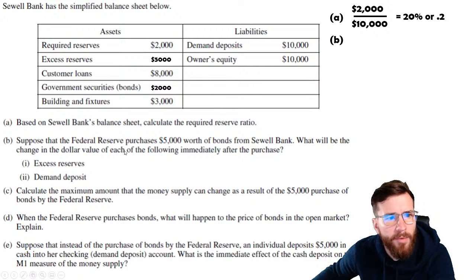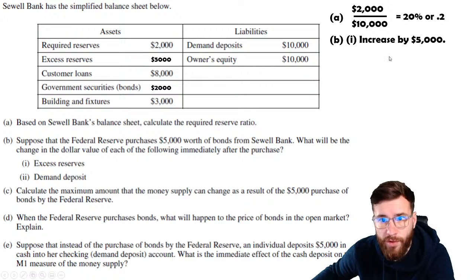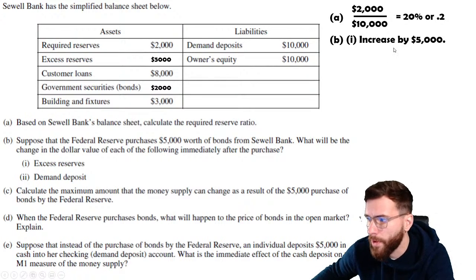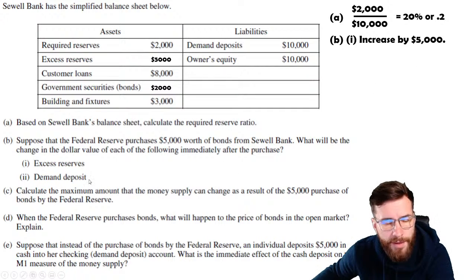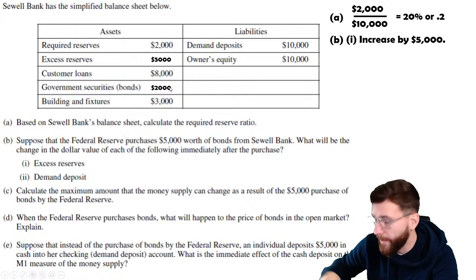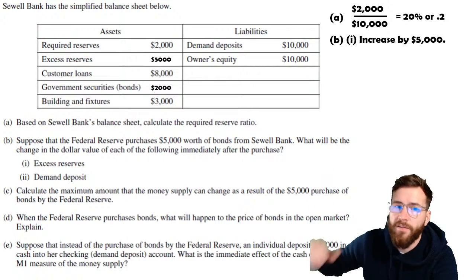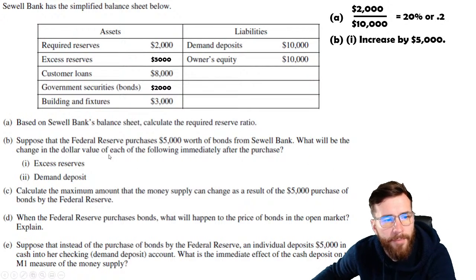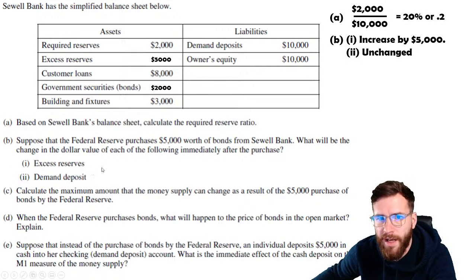So what is the change in the dollar value? Excess reserves increase by $5,000. People, if you put $5,000 as your answer here and you didn't put increase, you would actually get it marked wrong. Make sure you put increase by $5,000. What is the change? It increased by $5,000. And then what will be the change in the dollar value of demand deposits? It is zero. Again, they're not going to put money in your checking account.